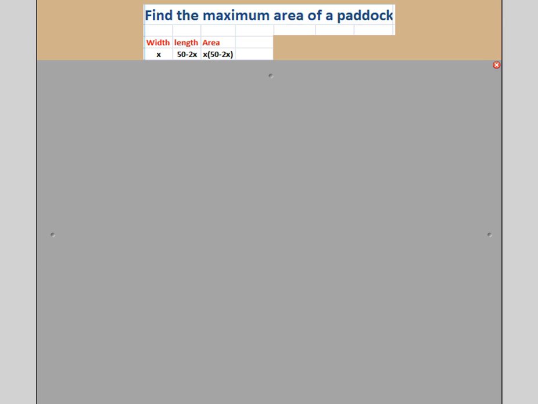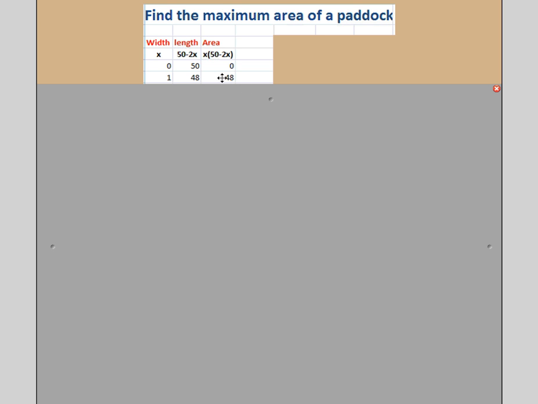Before calculus, one way we would have done this is to turn to a spreadsheet. In a spreadsheet, we might label one column x, the other column the length, 50 minus 2x, and then the area is the product of these two values. If we start with 0, of course 0 is a useless value, because that means you have a length of 50 metres and no width, so it's just a line. So we've got 0. Now if we go to 1 metre, the length is 48, so we've got 48.